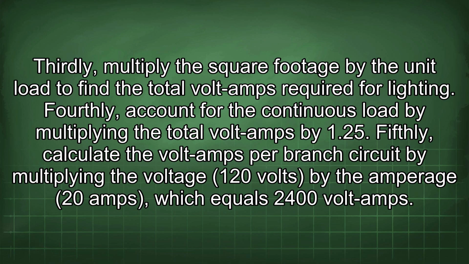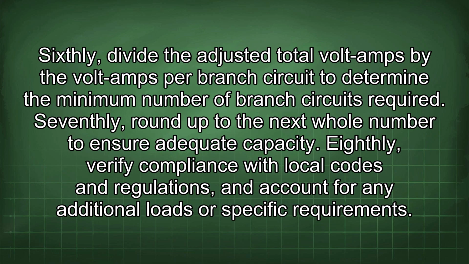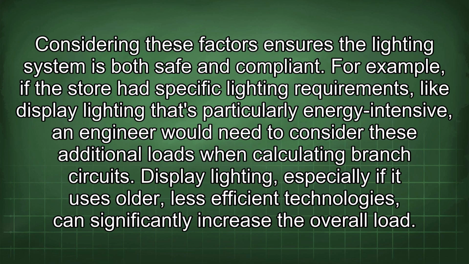Fifthly, calculate the volt amps per branch circuit by multiplying the voltage, 120 volts, by the amperage, 20 amps, which equals 2400 volt amps. Sixthly, divide the adjusted total volt amps by the volt amps per branch circuit to determine the minimum number of branch circuits required. Seventhly, round up to the next whole number to ensure adequate capacity. Eighthly, verify compliance with local codes and regulations, and account for any additional loads or specific requirements. Considering these factors ensures the lighting system is both safe and compliant.